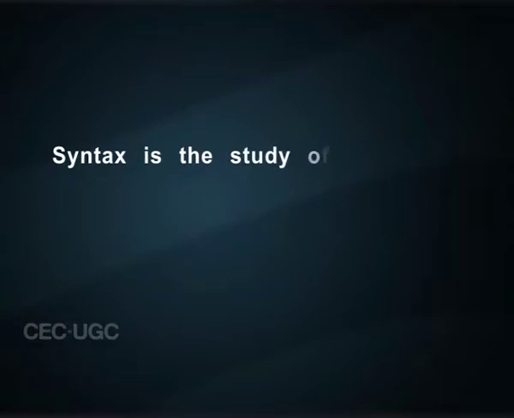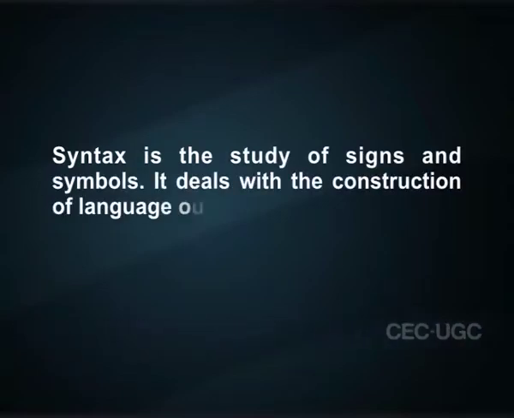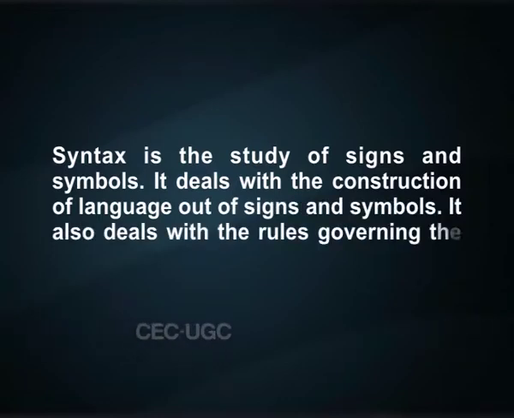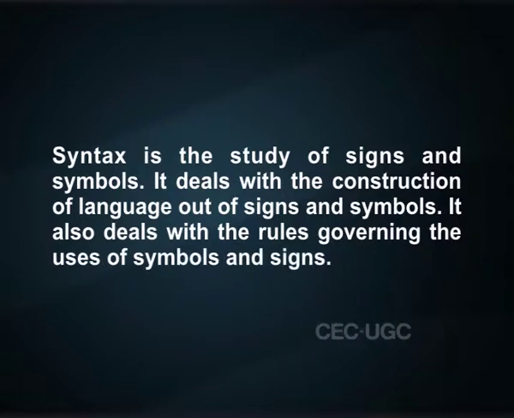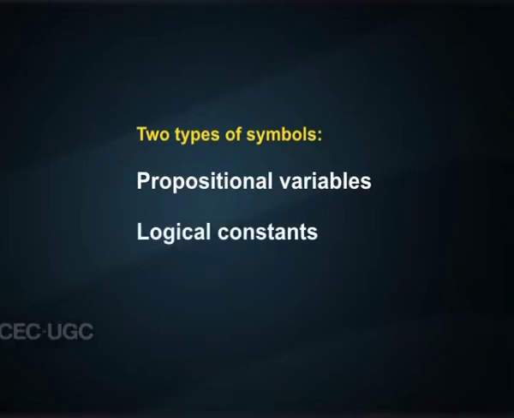Symbolic logic by and large is a language for analyzing arguments. Every language has got syntax of its own. Syntax is the study of signs and symbols. It deals with the construction of language out of signs and symbols. It also deals with the rules governing the uses of symbols and signs. In symbolic logic, syntax mainly deals with two types of symbols, propositional variables and logical constants.